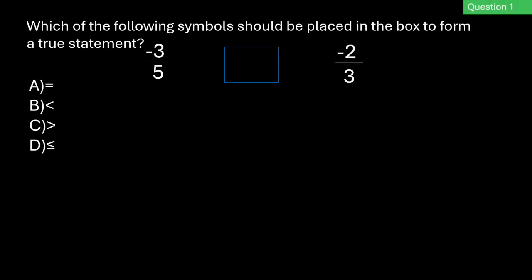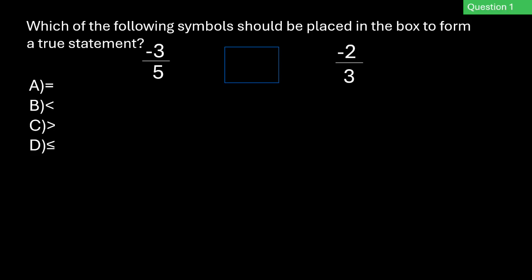Take a look at this question. Which of the following symbols should be placed in the box to form a true statement? Now we have -3/5 and -2/3. Is it equal to, less than, greater than, or less than or equal to? If you take a look at both fractions, the denominators are different.